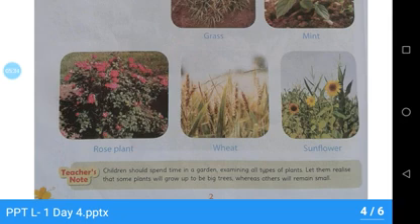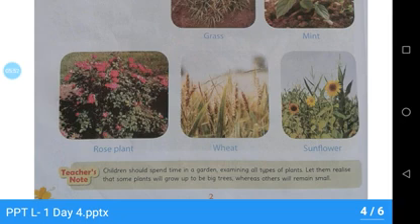Next is sunflower. It is a plant whose seeds we use to get oil. Sunflower oil we use in our food preparation to cook, okay, to fry also.